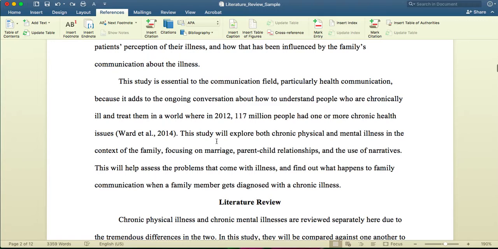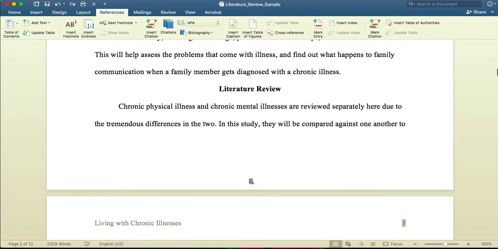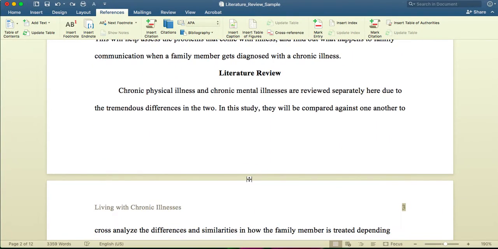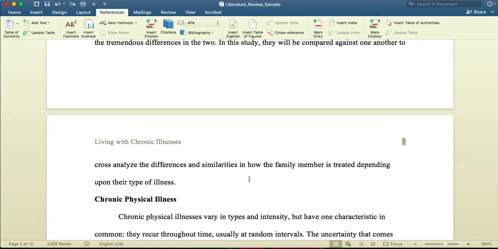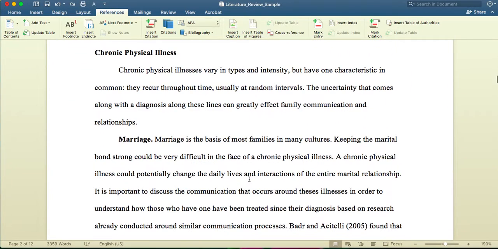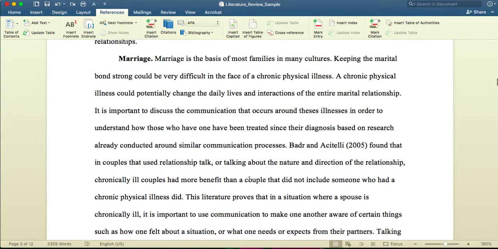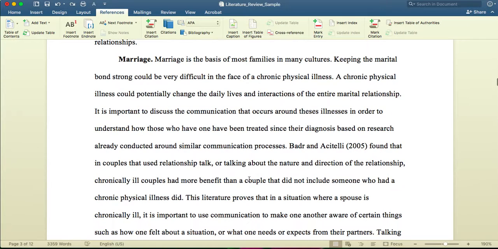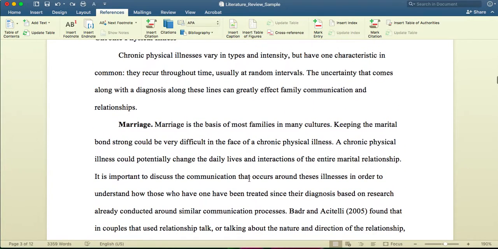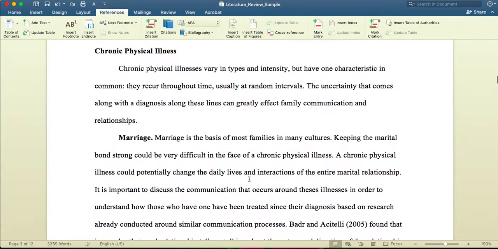Notice here, this student gave more information and told me why this study was important. Here's another citation here, and then she begins the literature review. So she's decided to look at this illness, chronic illness, from a physical standpoint and a mental standpoint, and she tells you, I'm going to compare the two. So the first thing she does is look at chronic physical illness, and within her sources, several of them deal with the effect or the impact that marriage has on chronic physical illness. So she dealt with that first.